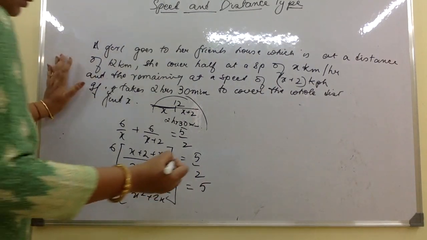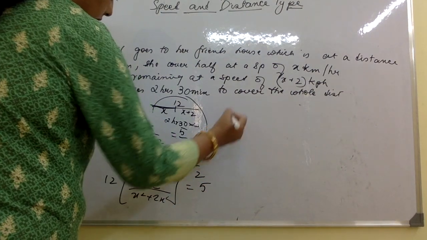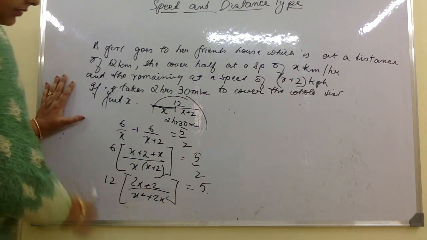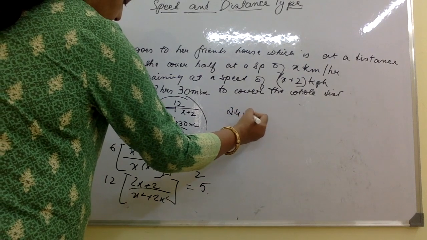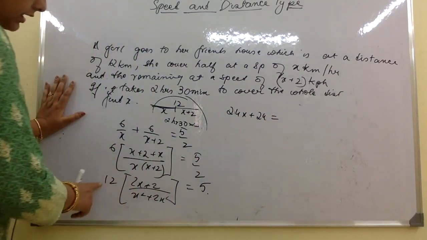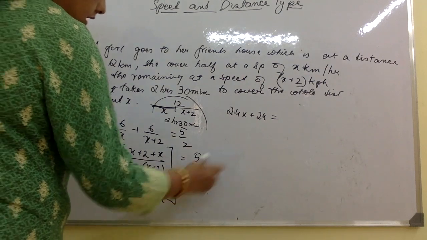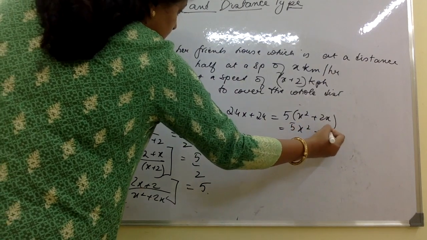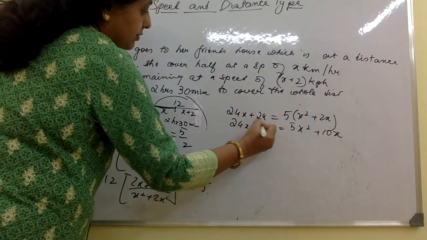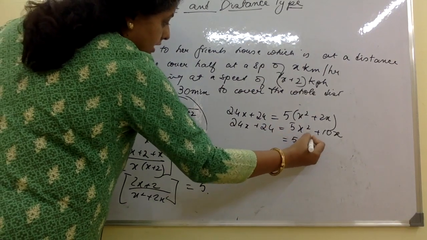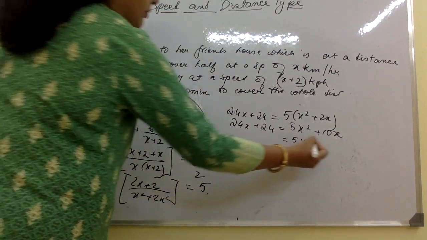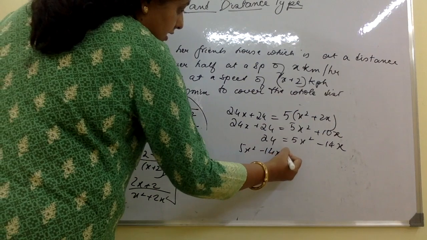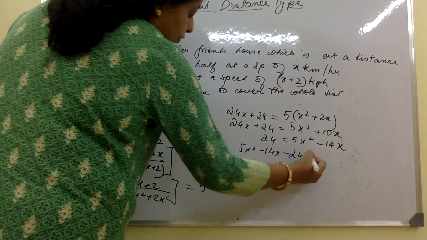Now I have already multiplied the 2 here. Now it is 24x plus 24, that is equal to 5 into x square plus 2x. I am multiplying inside the bracket and this goes to that side, so 5x square plus 10x is equal to 24x plus 24. So 5x square minus 14x minus 24 is equal to 0.